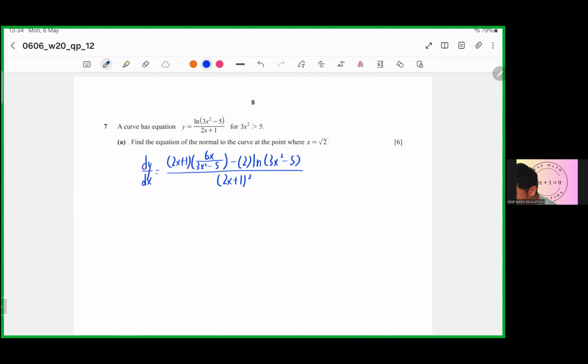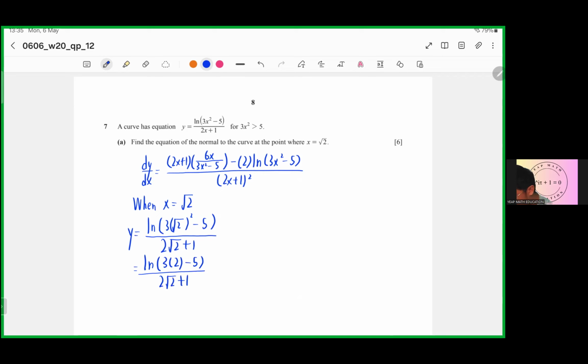Now we can put in this value. When x equals 2, we can find the y coordinate first. ln of (3 times 2 squared minus 5) over (2 times 2 plus 1). So we get ln of (3 times 2 minus 5)... because it's 12 minus 5... ln 1. So ln 1 actually is 0. So we get 0.